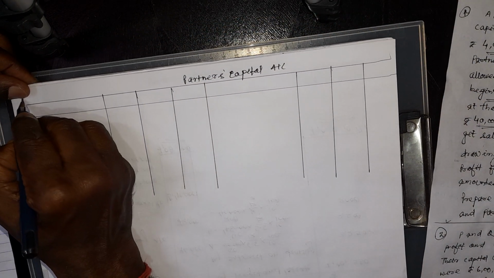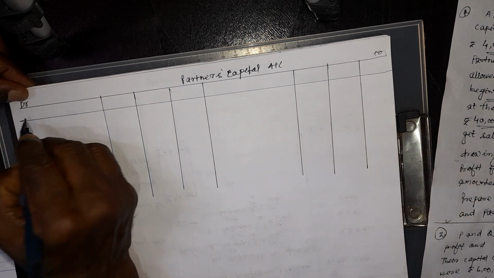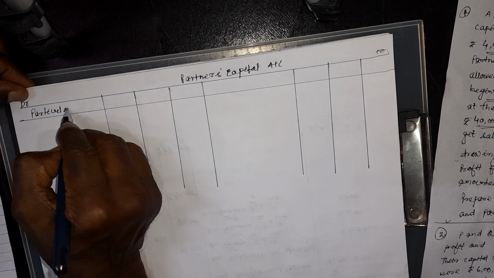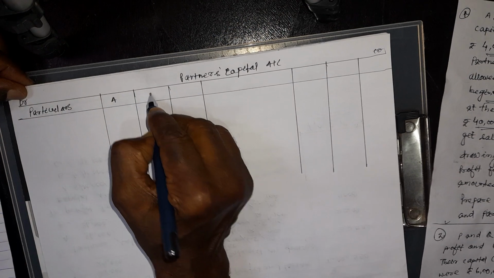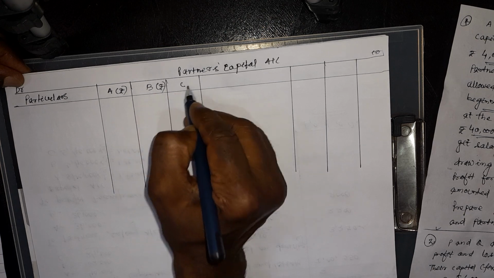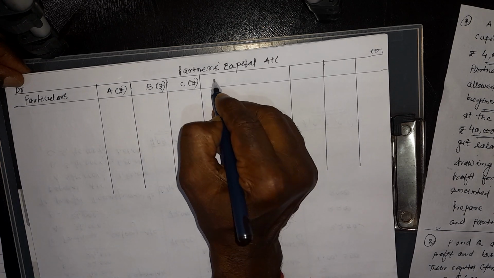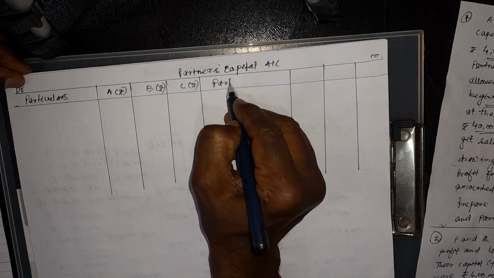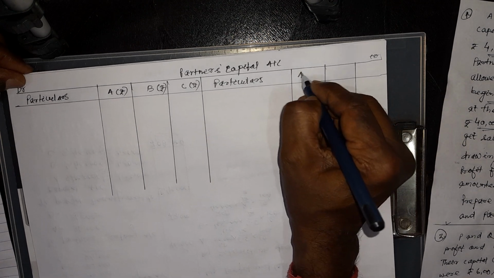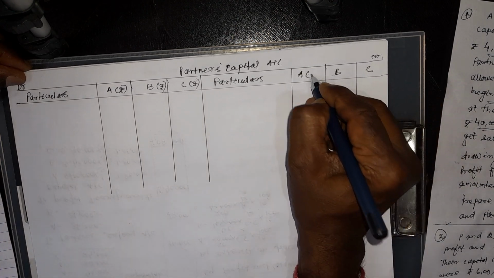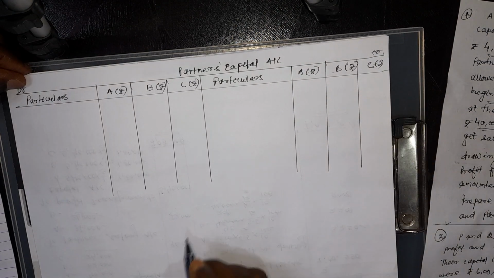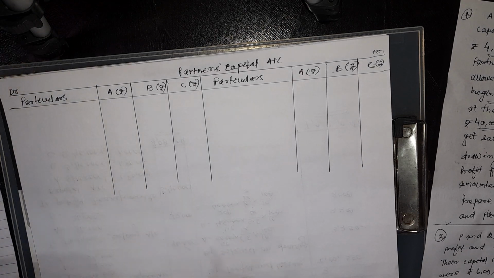See now. So first you write here debit, credit. You write here particulars, then you write the names of the partners A, B, C, and you give the rupees sign. You write here particulars, write A, B, C. Clear? Last video I explained how to prepare the partners capital account.